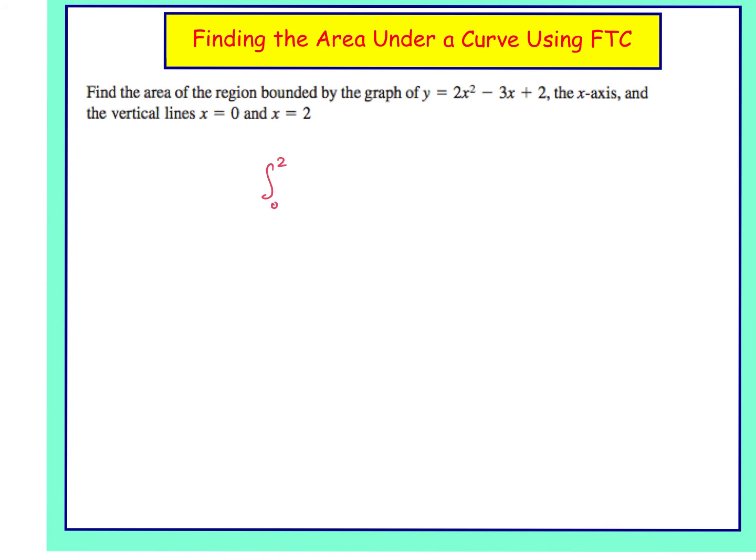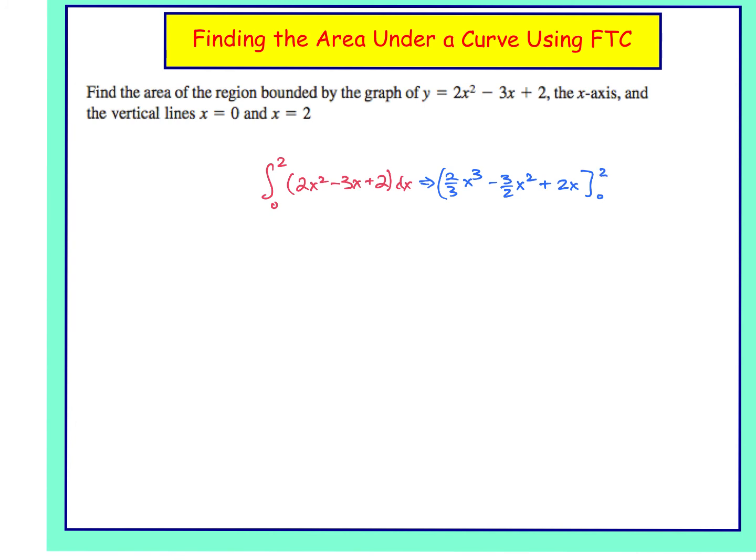And so my function ends up being what? 2x squared minus 3x plus 2 dx. All right. So an integral is an antiderivative, area under the curve. So we need to take an antiderivative of that. So what is my antiderivative of 2x squared? 2/3 x cubed. All right. And then what is my antiderivative of negative 3x? Negative 3/2 x squared. And then what's my antiderivative of 2? 2x. All right. And it's going from 0 to 2.